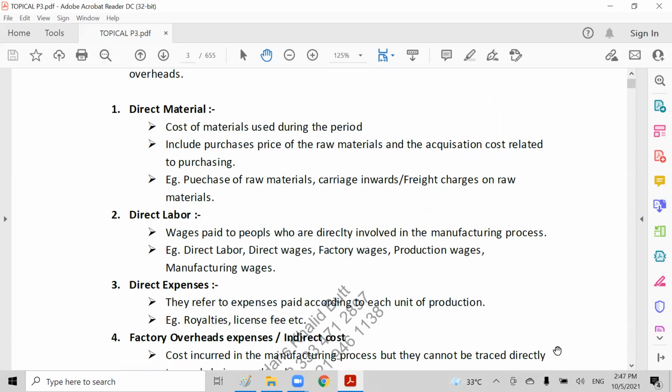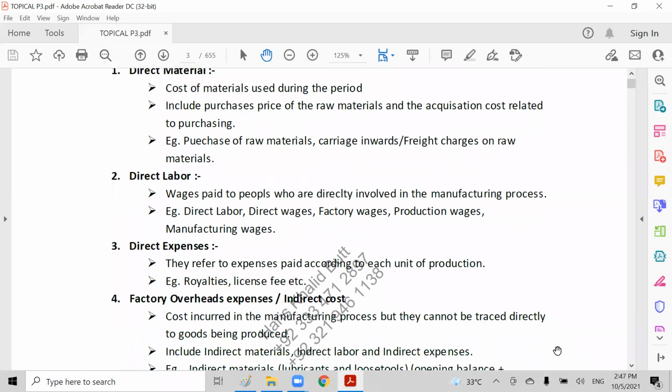Direct labor includes wages paid to people who are directly involved in the manufacturing process. देखा? I repeat again, think about it. Wages paid to people, who are directly involved in the manufacturing process, who are manufacturing the chairs by themselves. That includes direct wages, factory wages, production wages, manufacturing wages, and sometimes it is also called factory operative wages. Now, one more cost has come into existence, which is direct expenses, and they refer to expenses paid according to each unit of production. That includes royalties and license fee.